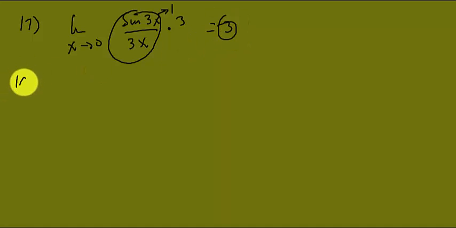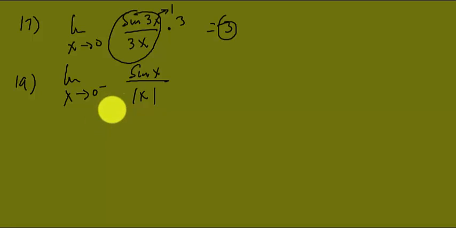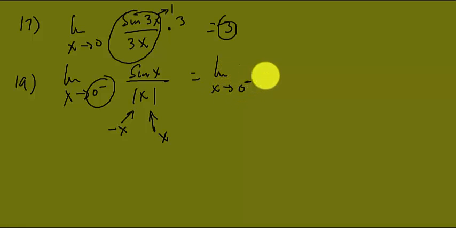And number 19. Limit as x goes to 0 from the left side, I have sine of x over absolute value of x. Whenever I have absolute value, it really is a short way of having two things. That means this could be either negative x or positive x. Since I'm coming from the left, my x values are going to be negative, so I can rewrite this as limit as x goes to 0 from the left side, sine of x over negative x. I know this part here is going to go to 1, so times negative 1 is going to go to negative 1.